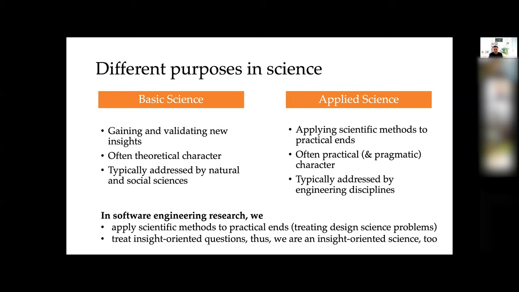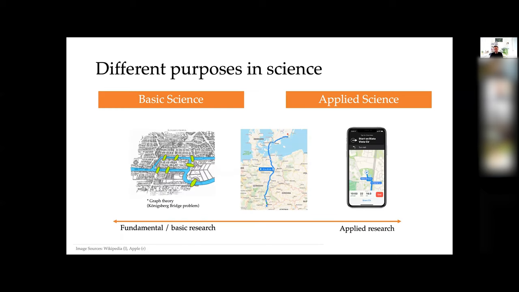In software engineering research, as you said, we address both. We apply scientific methods to practical ends primarily, but we also have to treat more insight-oriented questions. Therefore, we are also an insight-oriented science. One example with some figures is graph theory. In theoretical computer science, we talk about graph theoretical problems, which we can bring to life, for example, as part of navigation systems trying to explore the shortest path possible. This is a typical example of the transition from more insight-oriented questions to more applied questions.